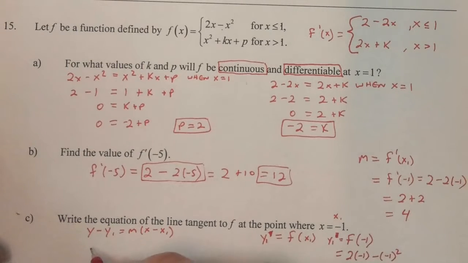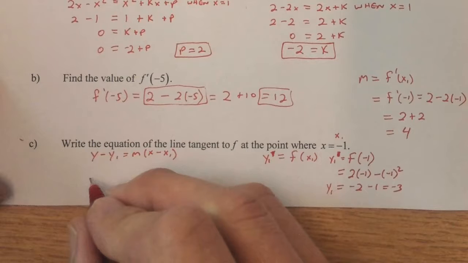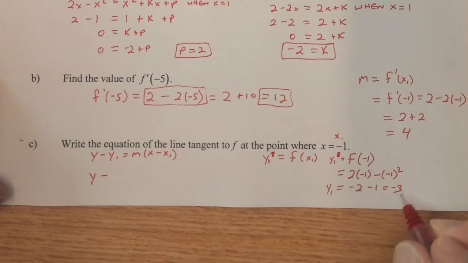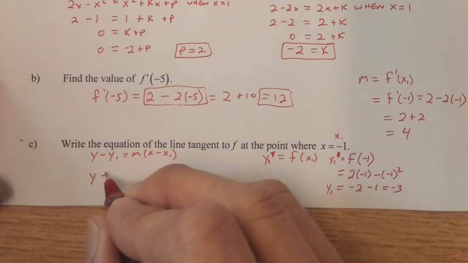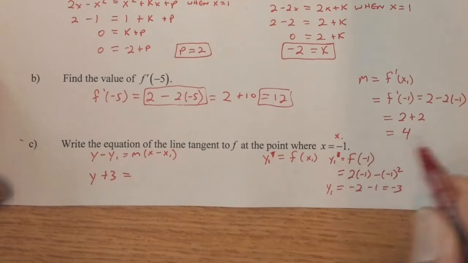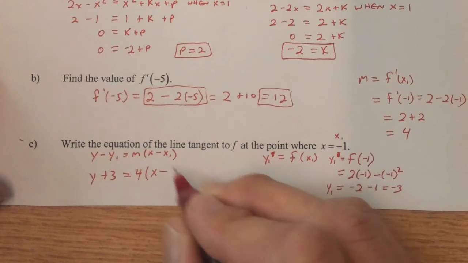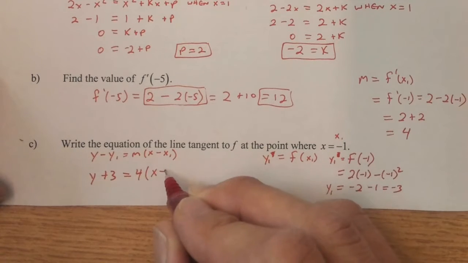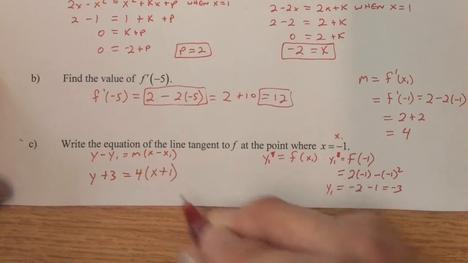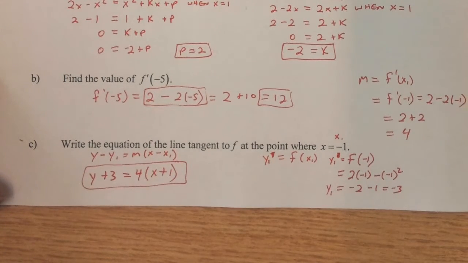So, going back to the original equation, we have y minus, our y1 value is negative 3, so that's actually y minus negative 3 or y plus 3, equals the slope, which we found to be 4, times x minus the x1 value, which is negative 1, so minus negative 1, which is the same thing as plus 1. And that answer is done. You don't need to turn that into slope-intercept form. You only had to write the equation. So we're done.